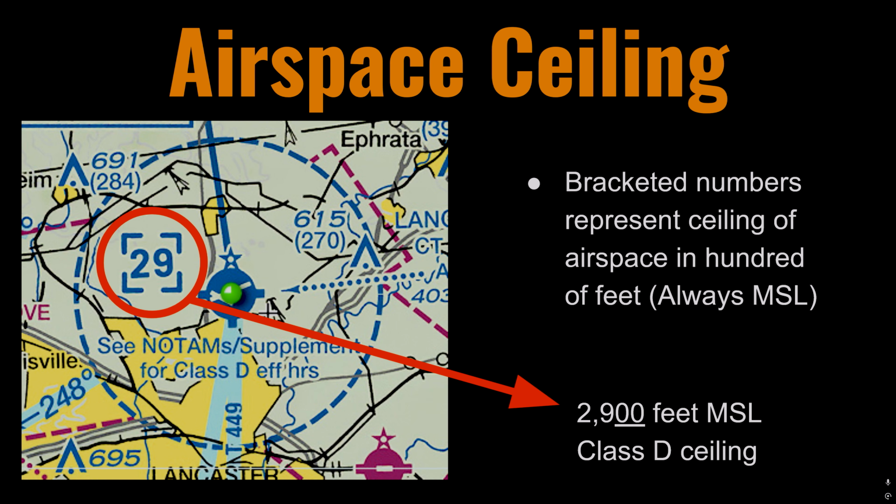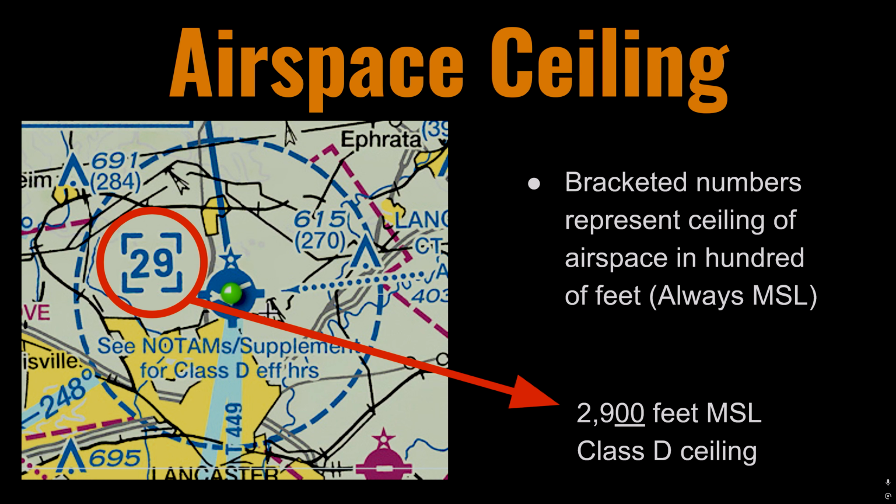Airspace ceilings. When you're looking at these sectional charts, you're going to see a lot of different things, and one of them is going to be airspace indicators, which are usually circles, but not always, that are surrounding different airports in different areas of the country. Now, this particular airport here, you can see is surrounded with a dashed blue line, and there's the number 29 that is bracketed within that space.